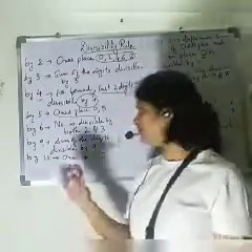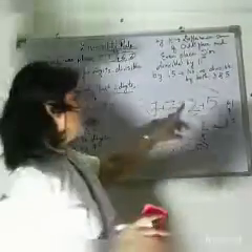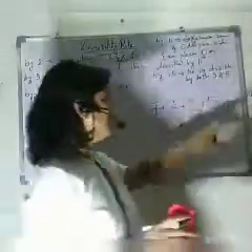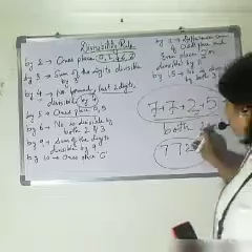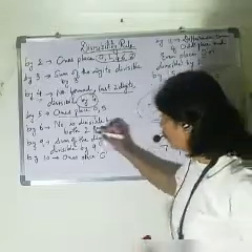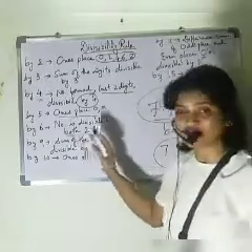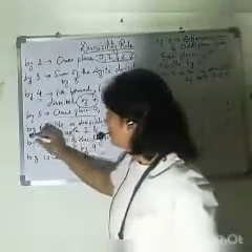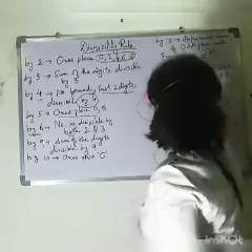Why? What is the reason? The reason is the number is not divisible by both 2 and 3. It is divisible by 3, but it is not divisible by 2. As both 2 and 3 are not dividing it, that is why the number is not divisible by 6. Next.